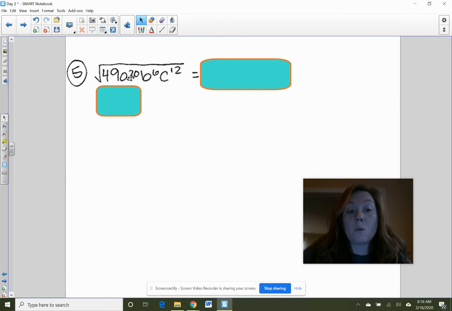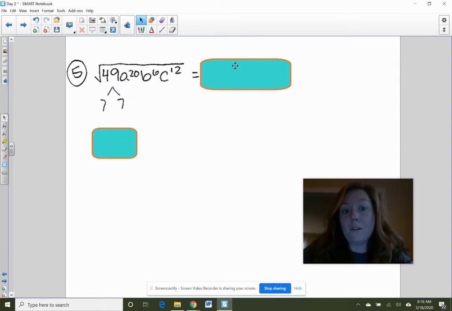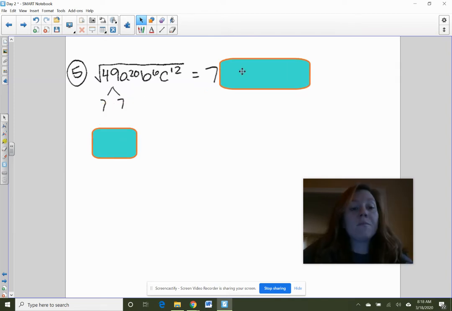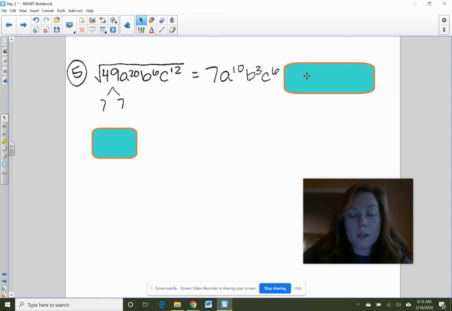We could also have problems with many variables like this. It's not a big deal. You still just take half of the exponent. We like this one because we like the square root of 49. Everyone should know that's 7. 7 times 7. So here's a pair of 7, it goes on the outside. Half of 20 is 10, so I'm going to write a to the 10th. Half of 6 is 3, so I'm going to write b to the 3rd. And half of 12 is 6. Okay.